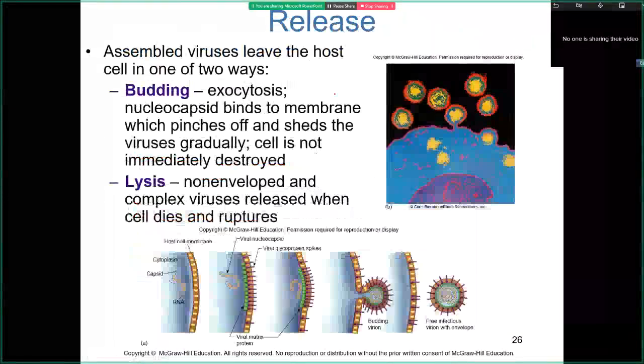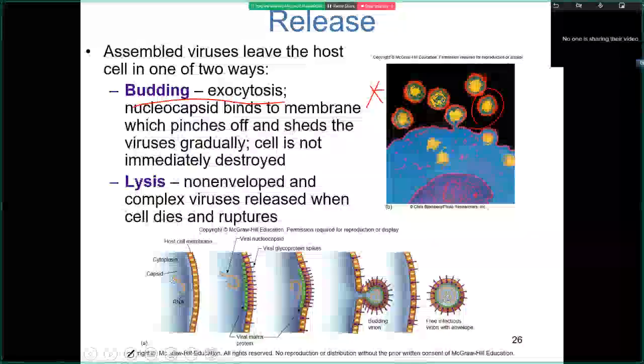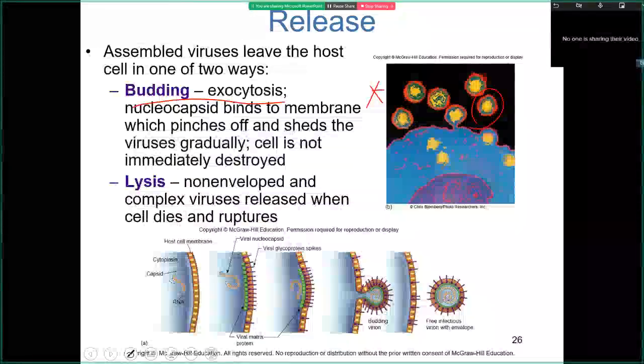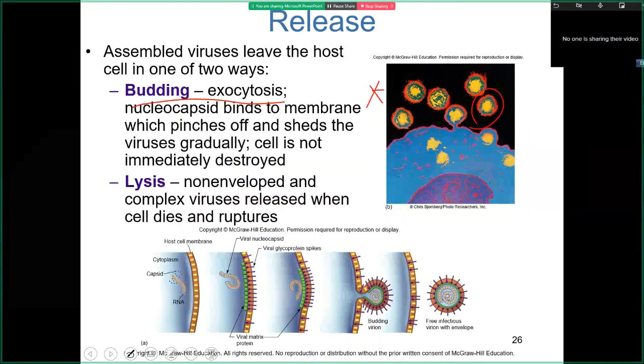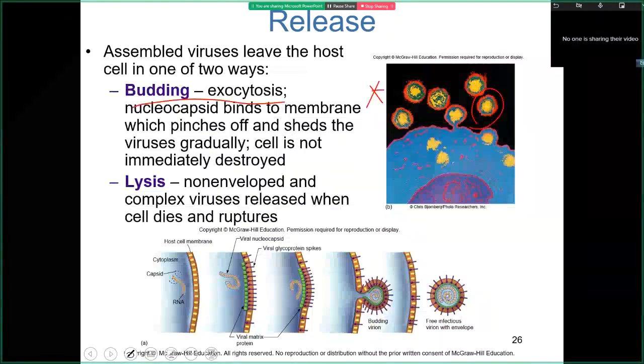Then we got release. Like I said, budding is just simply the opposite of endocytosis. It is exocytosis. This picture over here shows some viruses being exocytosed. They're being budded. See, the viral particles now are wrapped with some membrane, which is color-coded red in this colorized image. And those are now infectious, and they're going to be equipped with spikes that allow them to bind the receptors of new host cells.